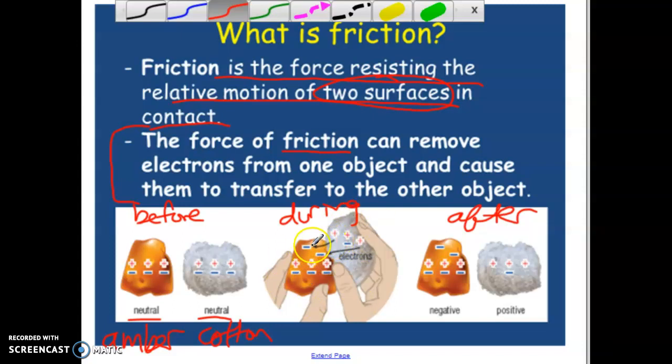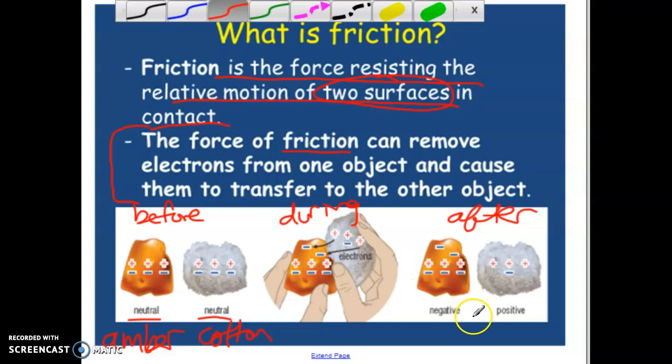In this case, they're showing two electrons moving, okay? Does that mean that two electrons literally are moving over? No, it's just showing you a symbol representation to indicate that electrons are moving from cotton onto amber.